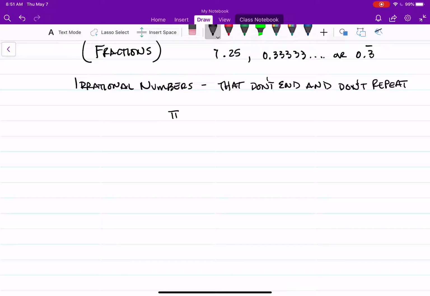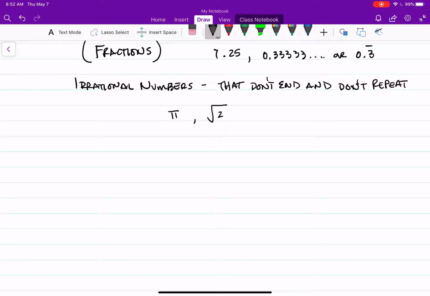So examples of irrational numbers would be pi. Pi has not yet repeated and it has not yet ended. They're still looking for people to find the next digit of pi, although it's like a million digits already, so they're finding the millionth and first digit, all right? Another example would be the square root of 2, okay? If you put the square root of 2 in your calculator, you'll see that this number just goes on and on and does not repeat.